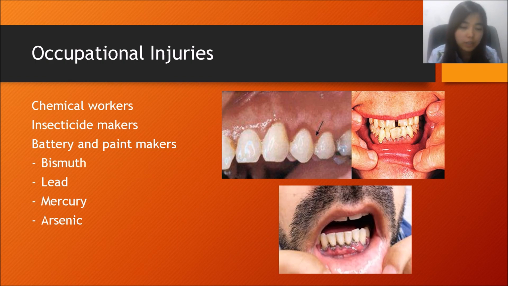On the right side, it is the bismuth line and lead line. It appears as a blue-black line on the gingival margin, and this is caused by the pigmentation of sulfide on the gingiva. Other than that, you will normally experience a burning sensation on the mucosa, excessive salivation, sometimes gingivitis, and also a metallic taste in your mouth.